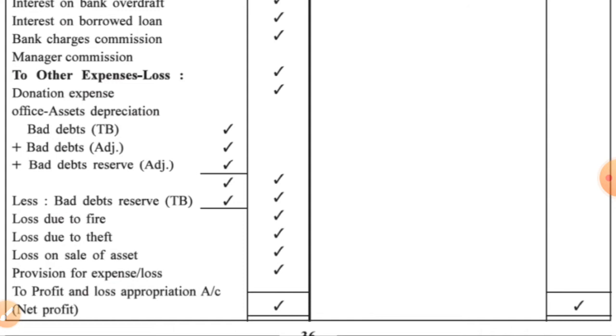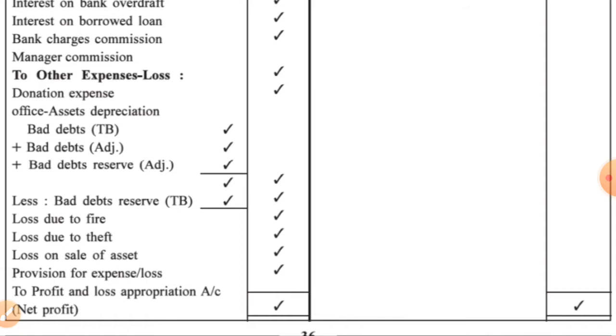So that will be recorded on the debit side of the P&L account. In the same way, loss due to theft, loss on sale of any kind of assets. If the asset's value is rupees 50,000 and you have sold it for rupees 40,000, then a 10,000 loss has occurred due to the sale of the asset. Then provision for expenses or losses. If the difference comes on the debit side, meaning the credit side total is more, then it is called net profit, and this net profit will be transferred to the P&L appropriation account.